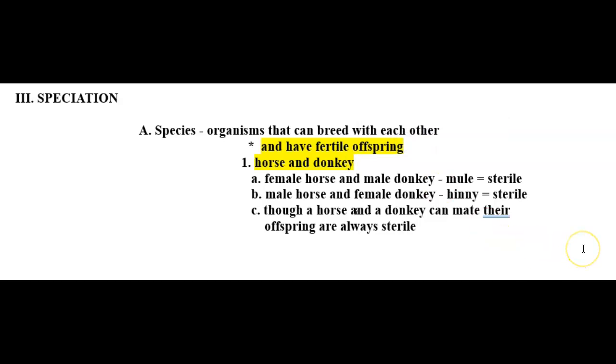Horses and donkeys can mate, and if the horse is a female and the donkey is a male, they'll get a mule. The mules are sterile, so mules cannot produce offspring. If the horse is a male and the donkey is a female, you get something called a hinny, which is also sterile. So even though a horse and a donkey can mate, their offspring are always sterile. So they are not considered to be the same species. Horses and donkeys are not the same species.